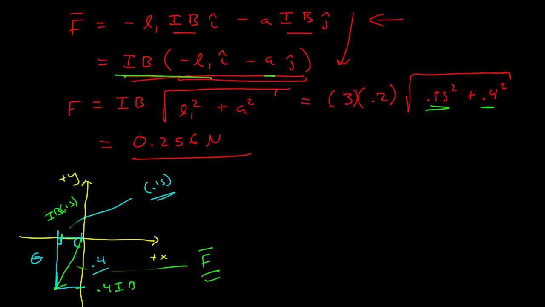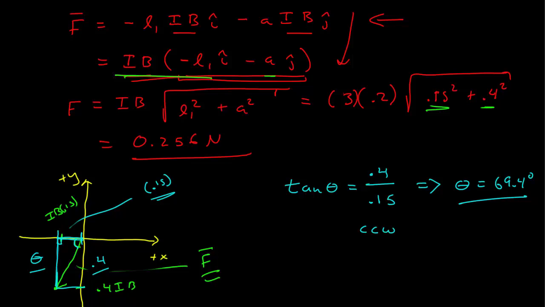I know where the force is pointing, and I can create a right triangle where I know what the sides are, and then I can just go ahead and calculate that angle because I know that tangent of theta is the opposite over the adjacent, which is 0.4 over 0.15. And my calculator tells me that angle is 69.4 degrees. And I have to identify where. It's counterclockwise from the negative x-axis.